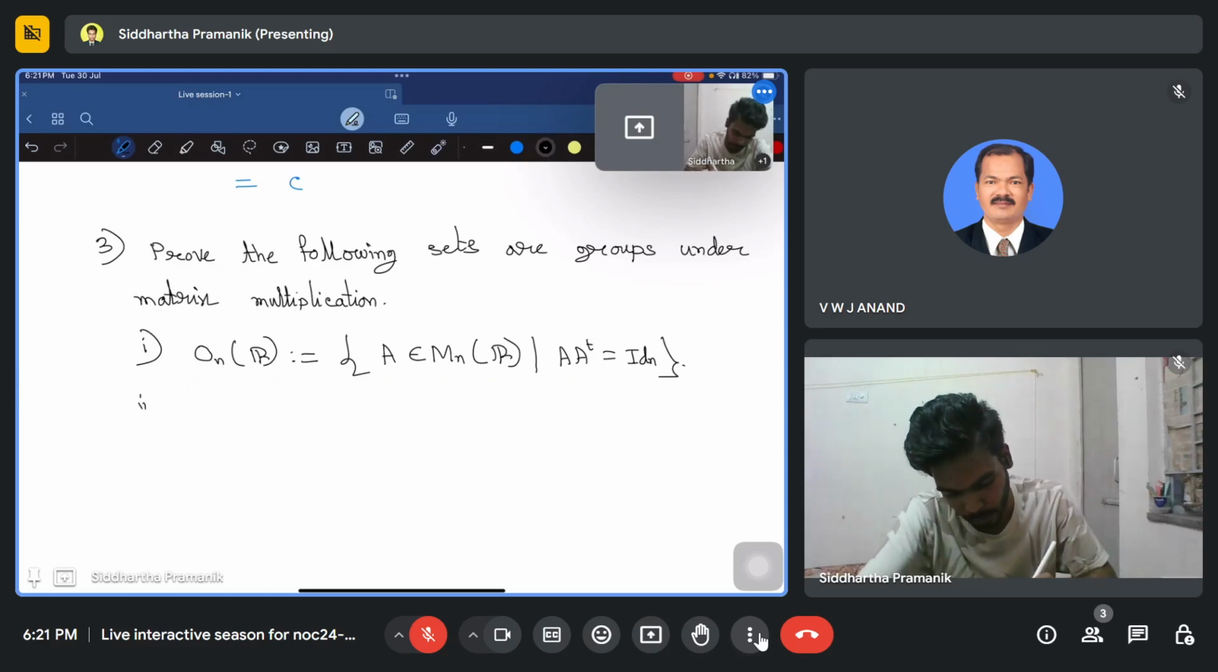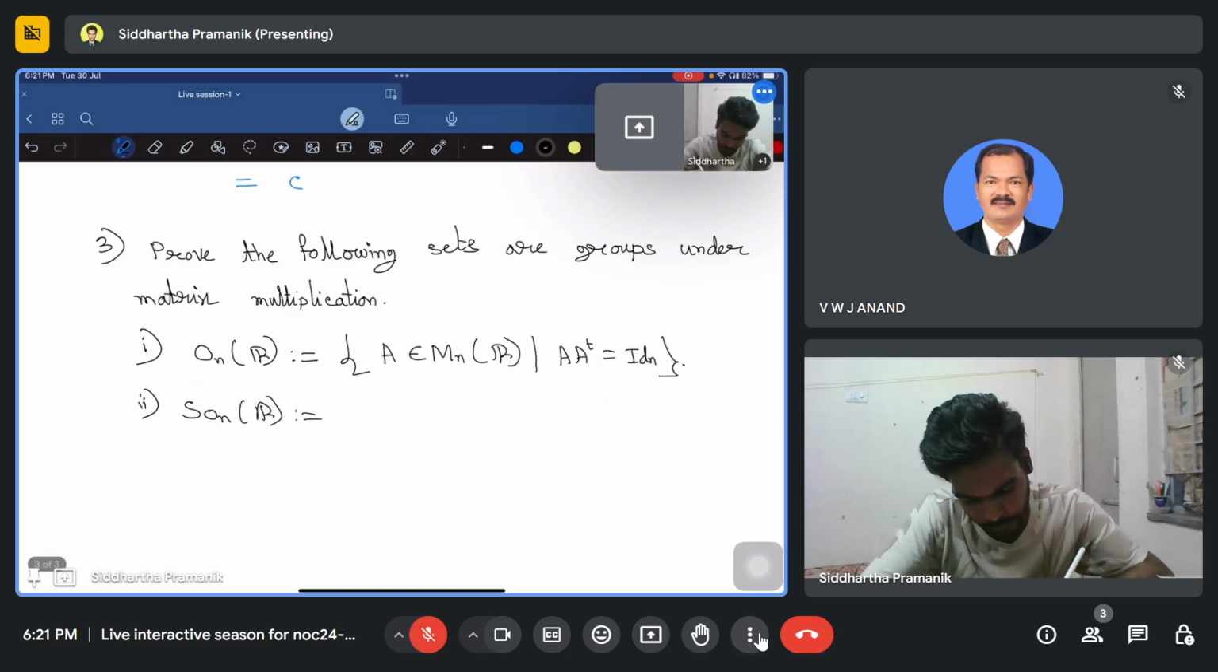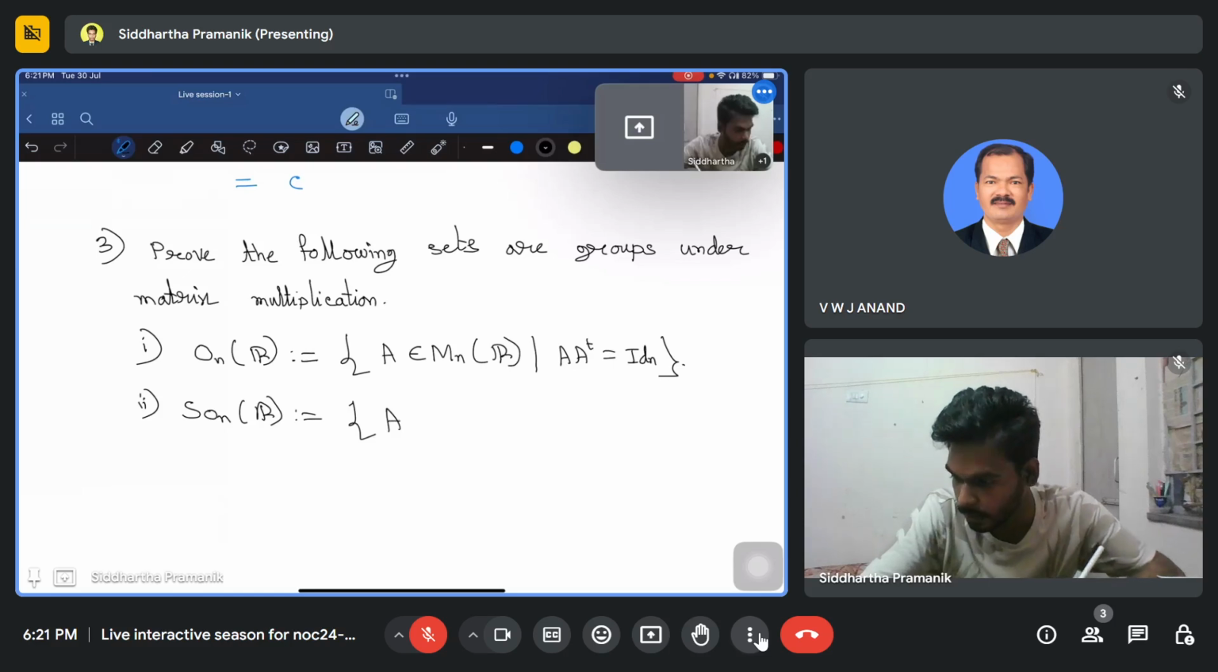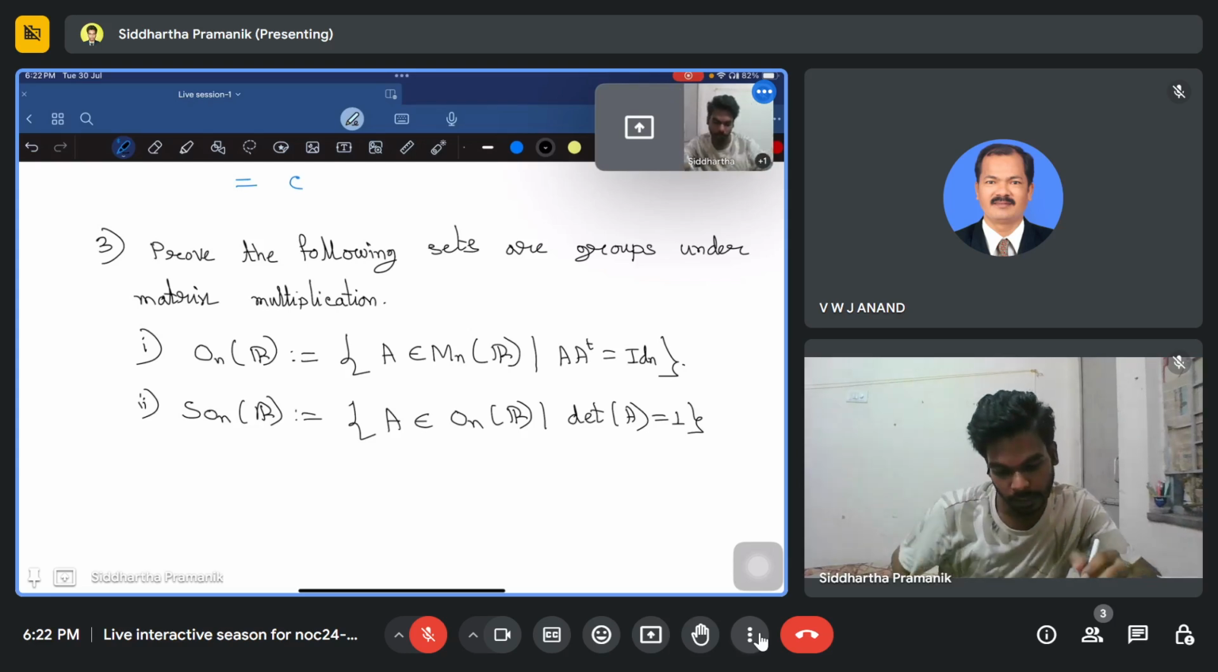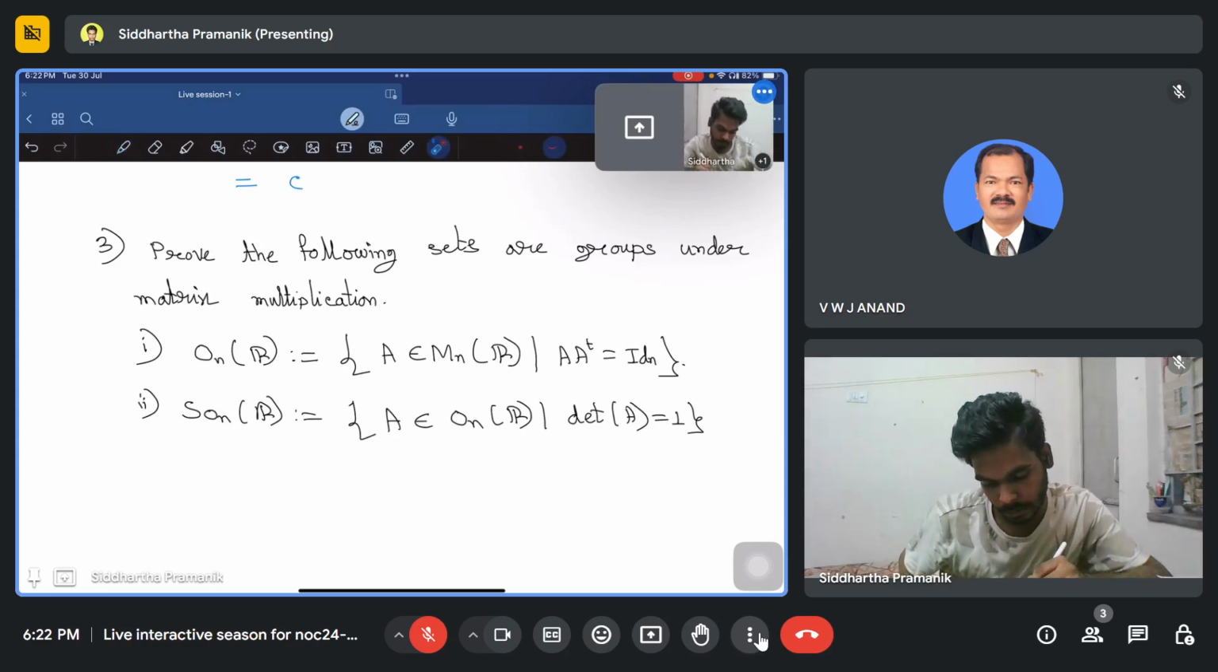Okay. So the second one, let's put it as SO_n(R). This is A belongs to O_n(R) such that the determinant of A equals 1. So this set is a family of orthogonal matrices, specifically those whose determinant is 1.